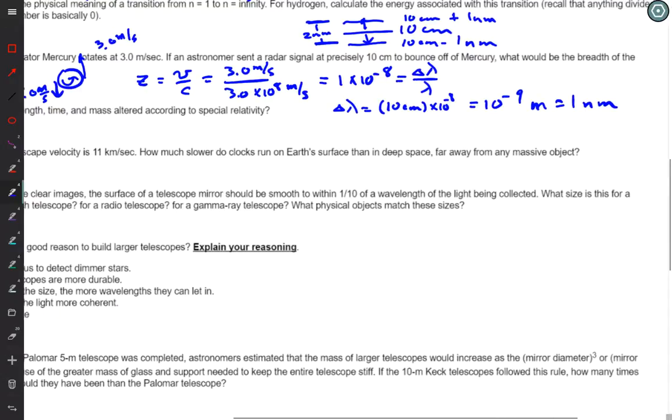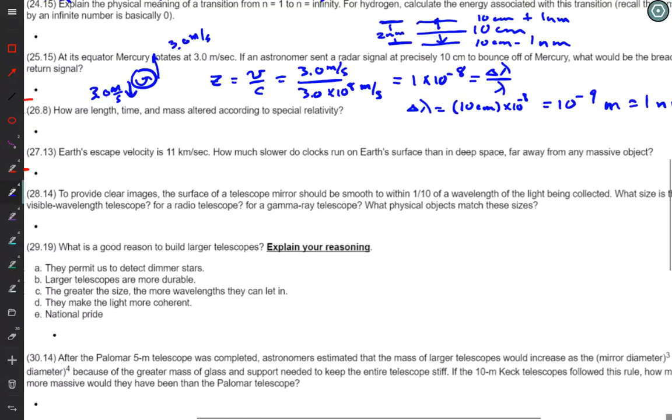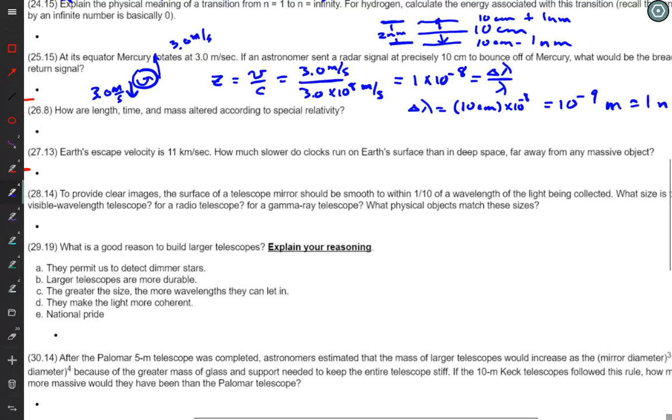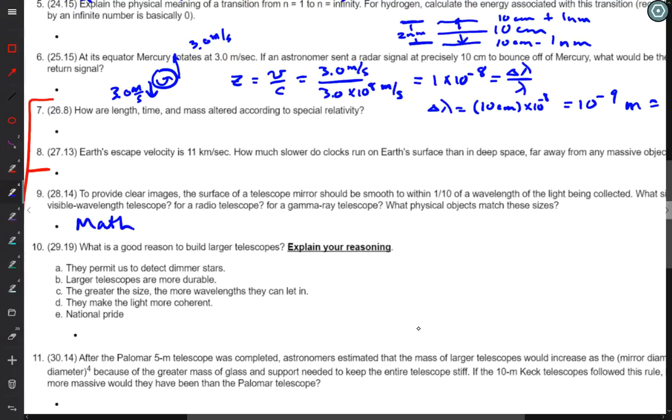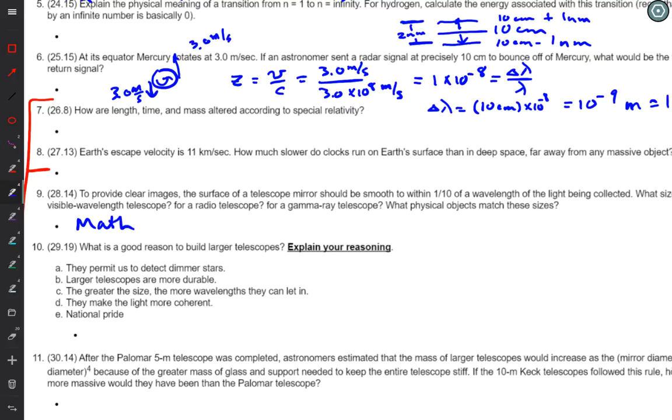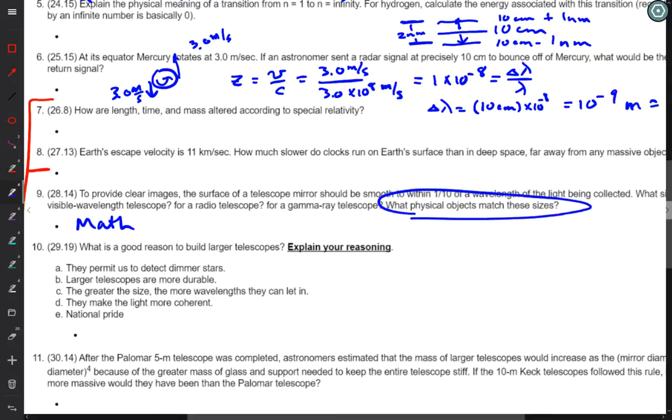Yeah, as I said before, the number 9 is just a math problem. It's what is 1/10 of visible light? What is 1/10 of radio light? What's 1/10 of gamma? Right? Those aren't very hard calculations. Just take the typical wavelength. There's a range, so just take something in the middle, divide by 10, tells you how smooth something has to be. But then you have to match up objects with physical sizes. So number 9 is just a math problem.